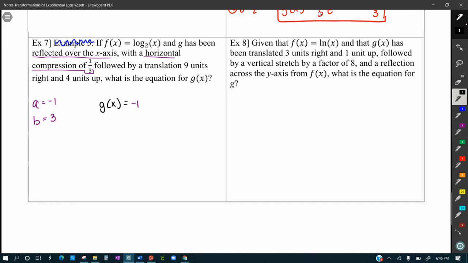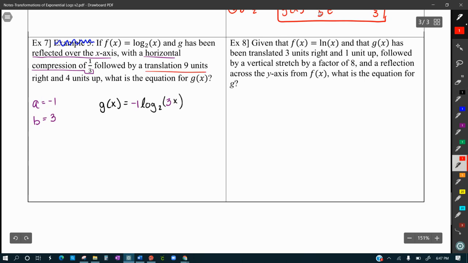And when I do my logs, I always like to do a cursive L. The reason is that way my 1's and my L's for log doesn't get mixed up. So -1 log base 2, make sure it's a little bitty 2 at the bottom, of, and then b is 3, and x. There's our first set of transformations.